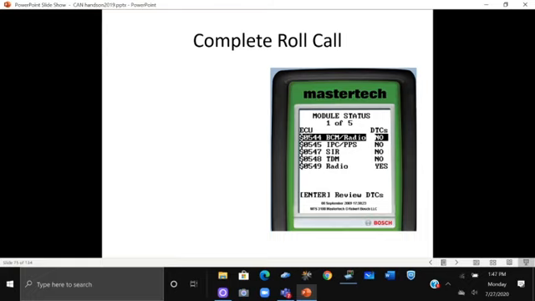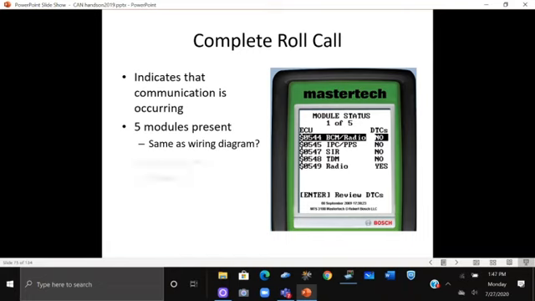Okay, so I have an indication that communication has actually occurred. I have 5 modules. One of them has a DTC, and for our purposes right now, I don't care about it. But anyway, you can see what happens when that radio at ECU 0549 reports in, it says, I'm here, I got a problem.